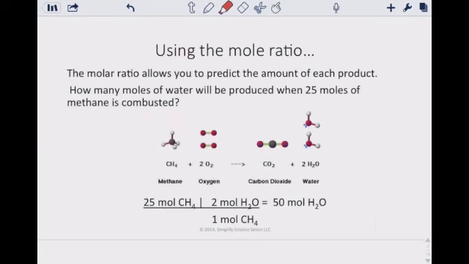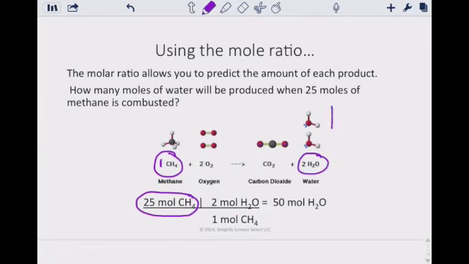So using the mole ratio. How do we use the mole ratio? Well, looking at those coefficients in front of them, the mole ratio allows you to predict the amount of each product. In this example, how many moles of water will be produced when 25 moles of methane is combusted? Okay, so I'm trying to figure out, well, how much water am I going to get if I start with 25 moles of methane? Well, the mole ratio between methane and water is 1 to 2.